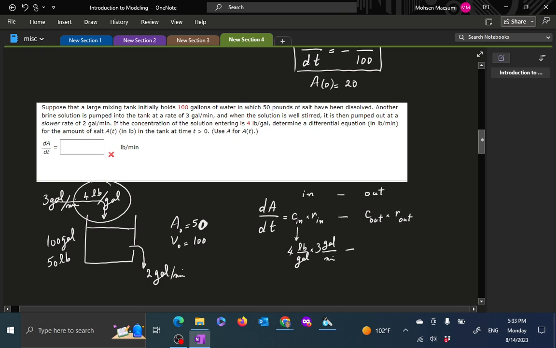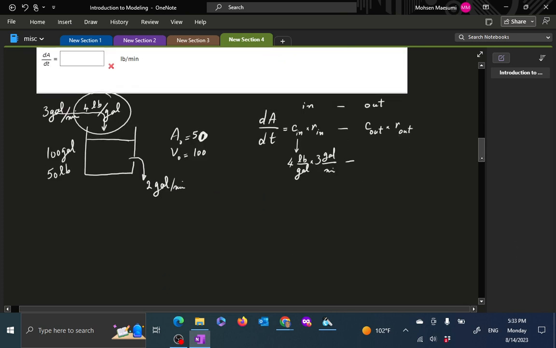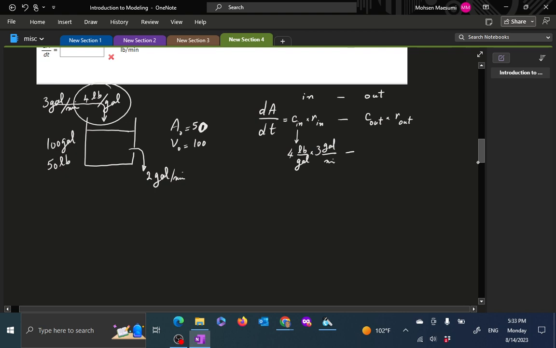rate going out, concentration going out. These two will require a little bit of work. Rate going out, no problem. It's 2 gallons per minute. So we are setting the pump to take 2 gallons per minute out. What about concentration? What is the concentration of the liquid that is being taken out?